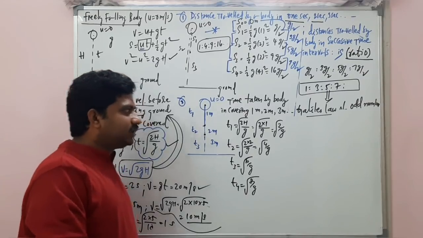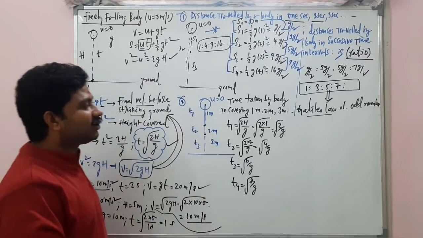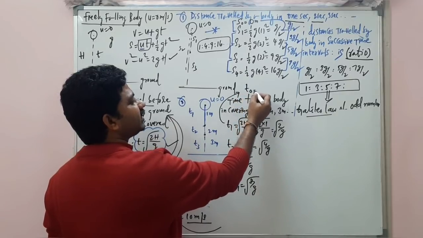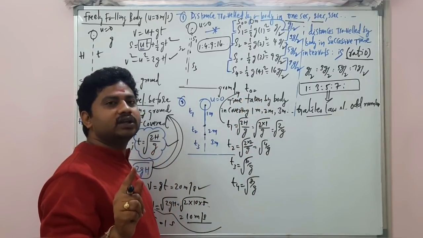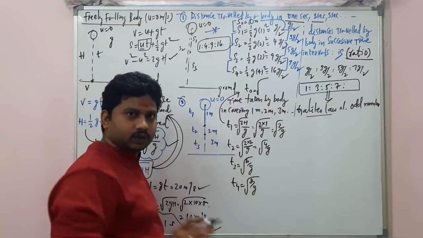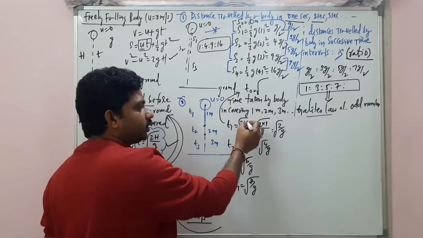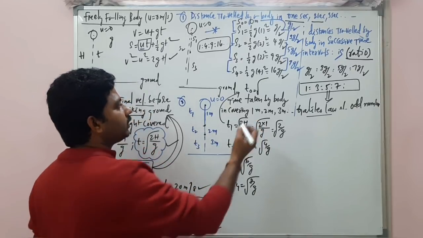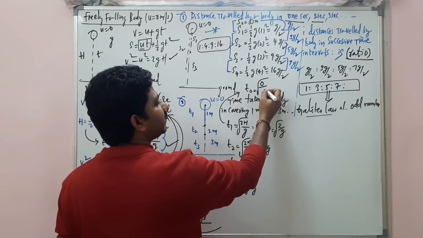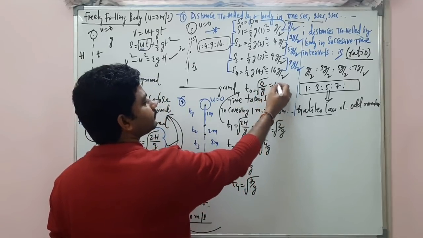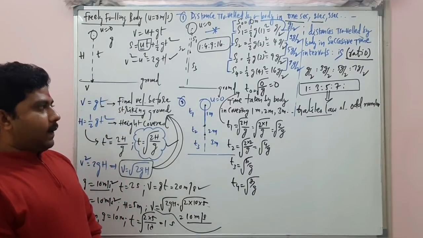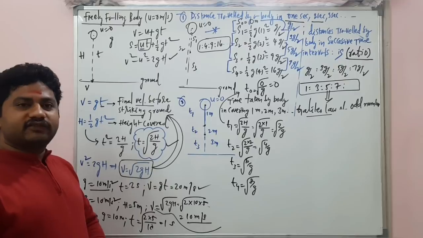Now, before that, there is a T0 also, right? T0 is the time taken by the body in covering 0 meters, which is root of 2 into 0 by g, that is 0 by g. So it's 0. Now, let us find out the ratio.